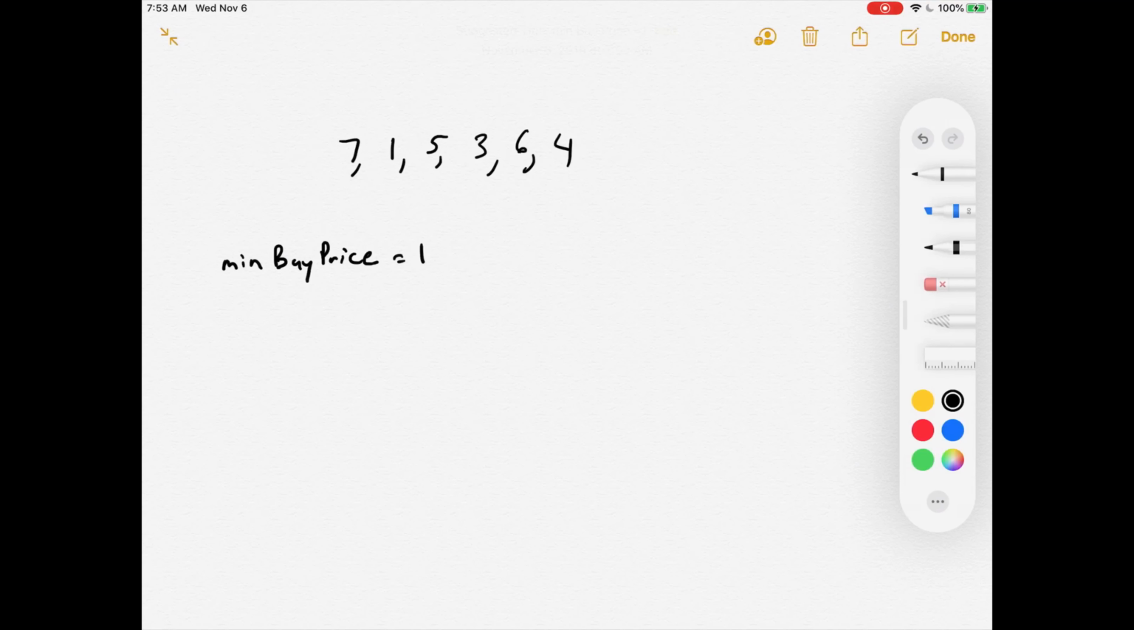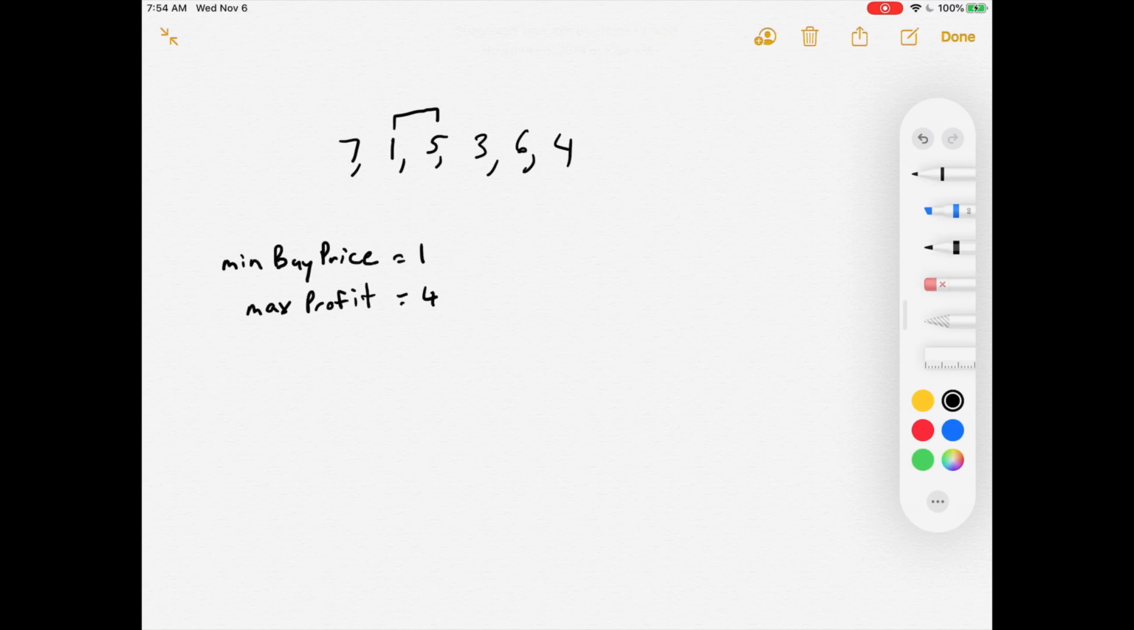So we move on to the next element, the number 5. Should we buy the stock at this price? No, because it's greater than our current minimum buy price, which is 1. Okay, so should we sell the stock at this price? Right now, we don't have any kind of profit to compare it to, so sure, why not? We'll say max profit is the difference between these two. The difference between these two is 4.